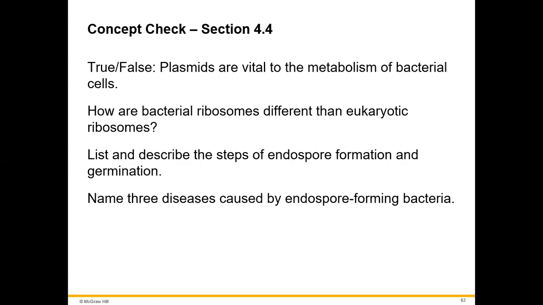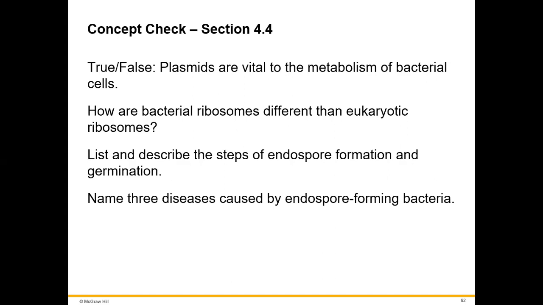So how are bacterial ribosomes different than eukaryote ribosomes? They form a 70S unit and eukaryotes 80S, but they actually have fewer types of proteins in them. So they're a little simpler in structure.